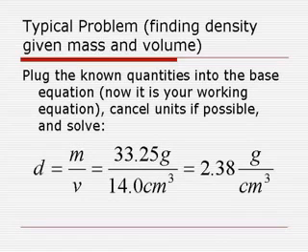So we're going to put our mass of 33.25 grams divided by our volume of 14 cubic centimeters. We'll cancel any units if we can. In this case, however, we cannot cancel any units, so we'll carry the units through. 33.25 divided by 14.0 will give us 2.38 grams per cubic centimeter when rounded to the correct number of significant figures. Please remember, any calculation that you do in chemistry must have the correct significant figure protocol to get full credit.